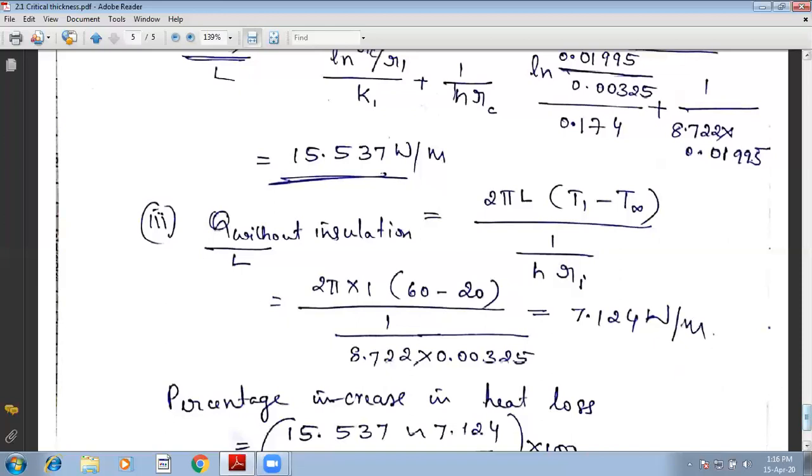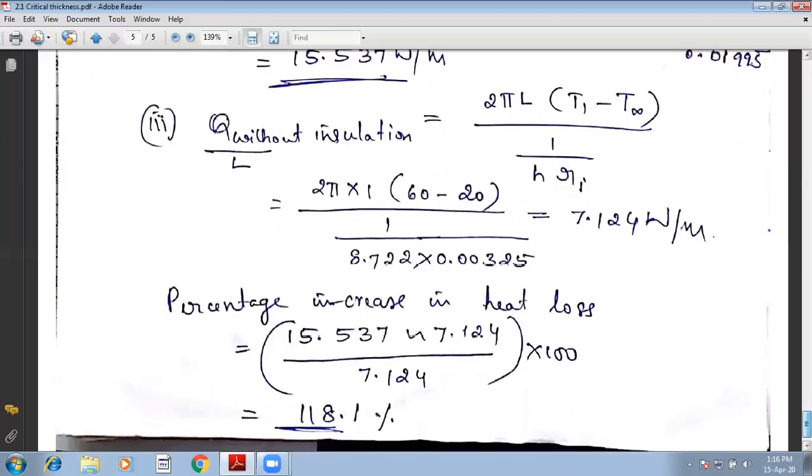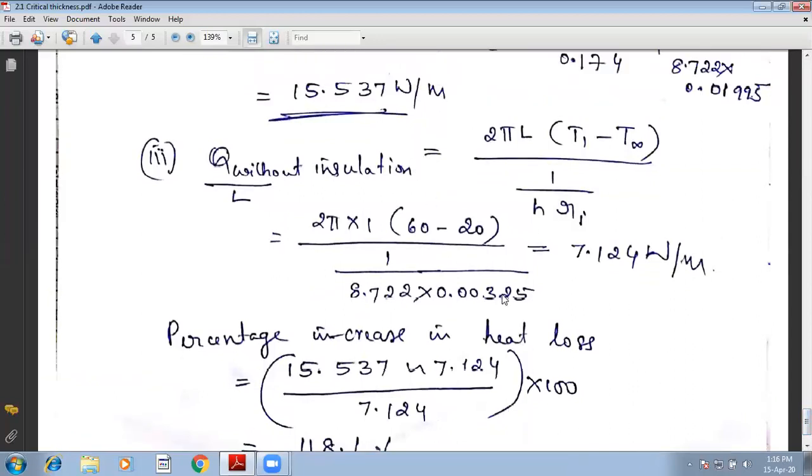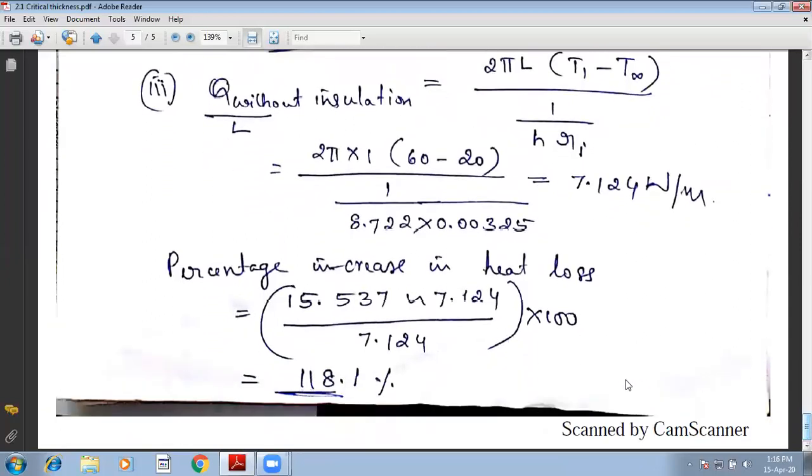Now the percentage of heat loss is nothing but heat transfer with insulation minus heat transfer without insulation with respect to without insulation. That comes out to be 118.1%.